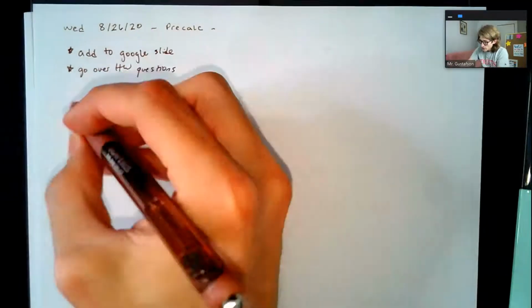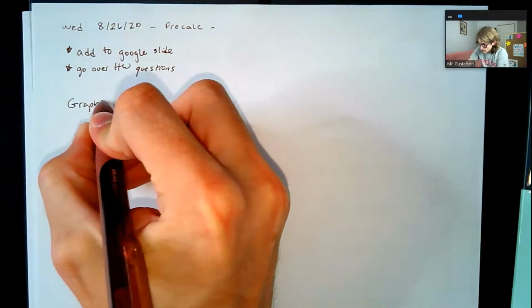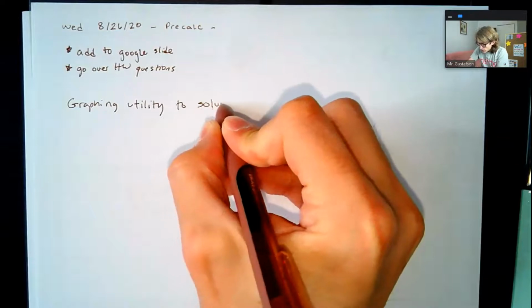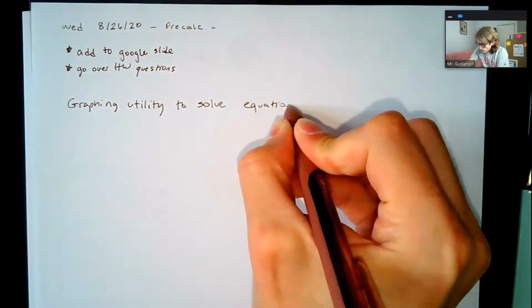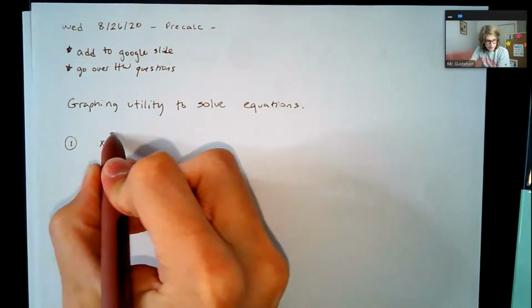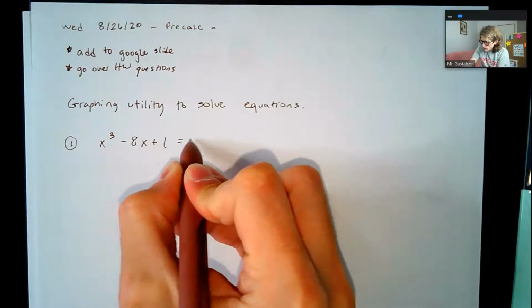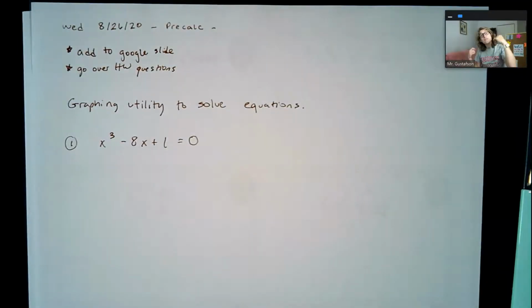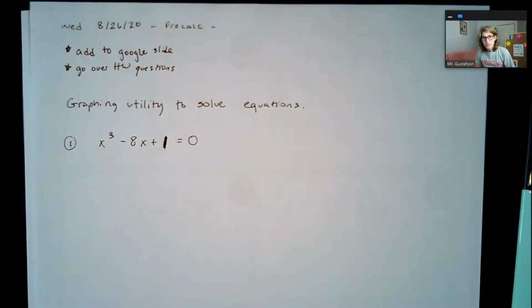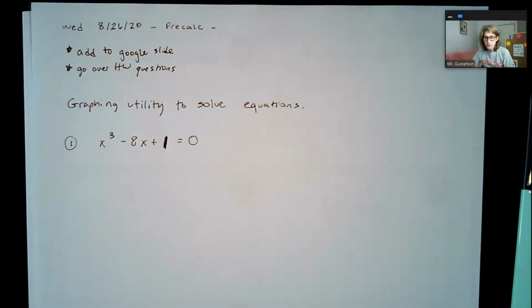How to use a graphing calculator, a graphing utility, to solve equations. Our first example, x cubed minus 8x plus 1 equals 0. This is not something we can factor. This is not something we use the quadratic formula for. This is not something we can simply get x by itself and move everything to the other side with. We can't do that. So something like this, we've got to use a calculator.